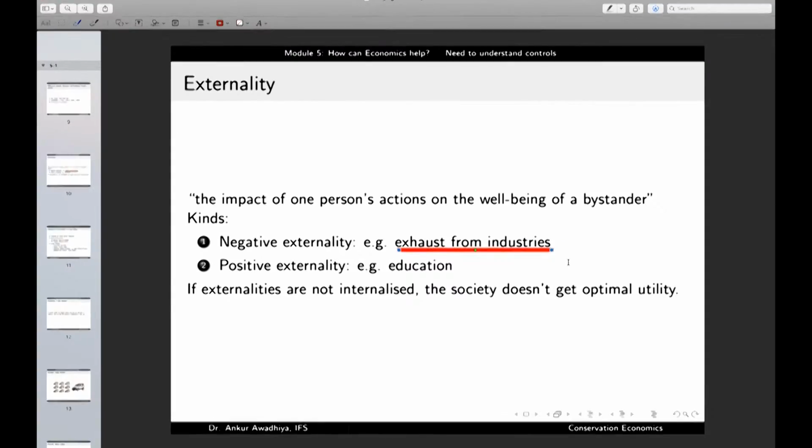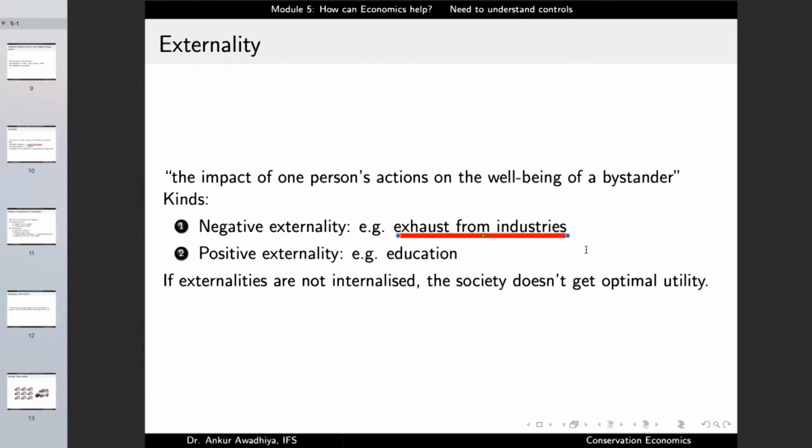Positive externality is when the action of one person has a positive impact on the well being of others or on the well being of a bystander. Good examples are education. If you educate yourself, if you make yourself a more learned person, then the decisions that you would make in your lifetime are going to help not just yourself but also your society and also your country and also the world. So, by educating yourself, you are not only bringing a positive impact on yourself, but you are also bringing a positive impact on everybody else.